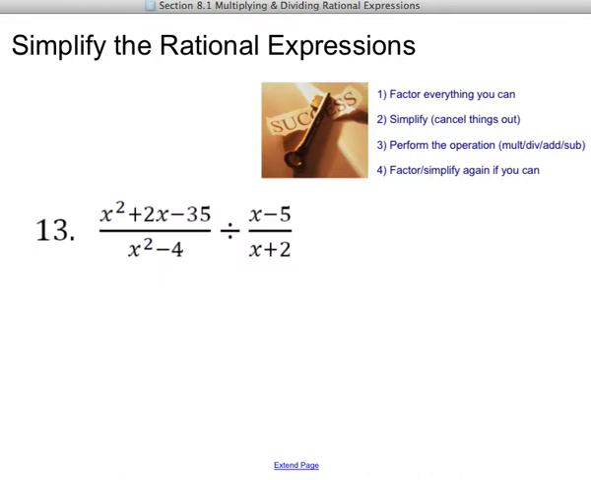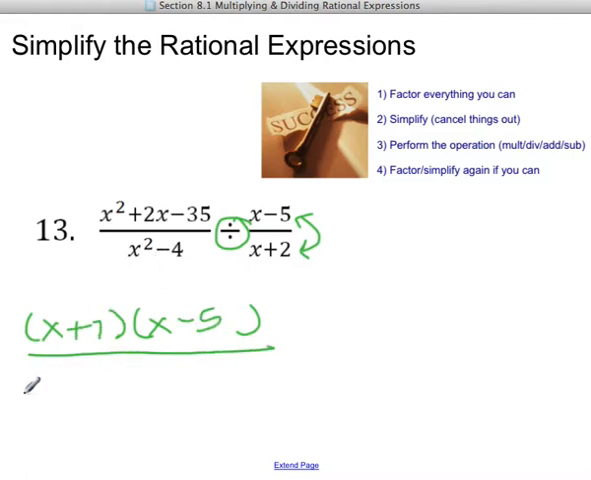And example 13. Simplify the rational expression. So same thing except for this one's division. So we have to multiply by the reciprocal. Okay, so I'm going to do the factoring and writing the reciprocal out all in one step. So for the first one, what multiplies to negative 35 but adds to 2? Well, that's going to be 7 and negative 5.